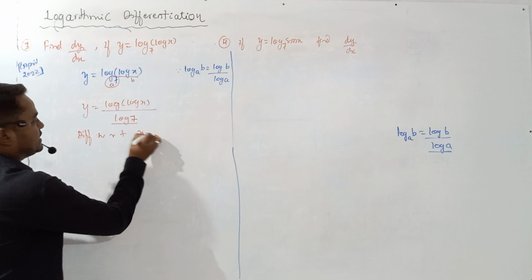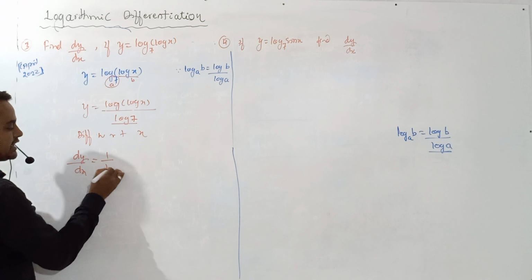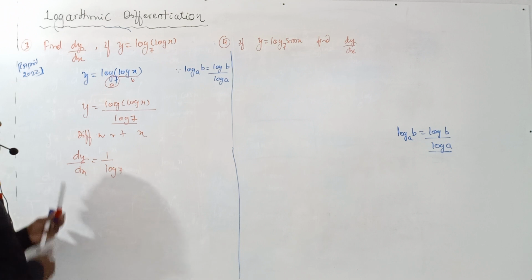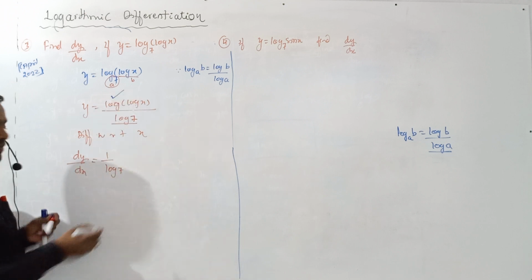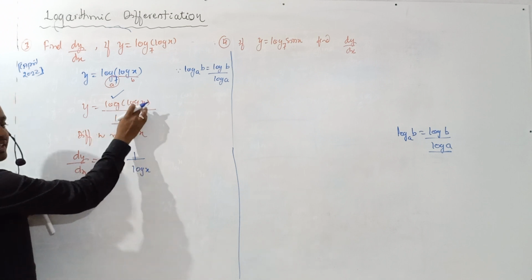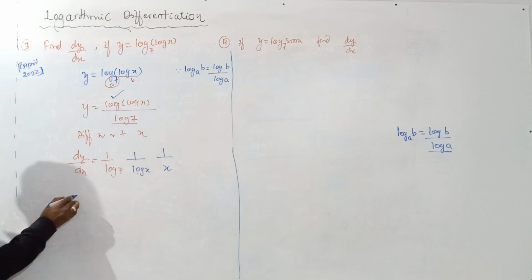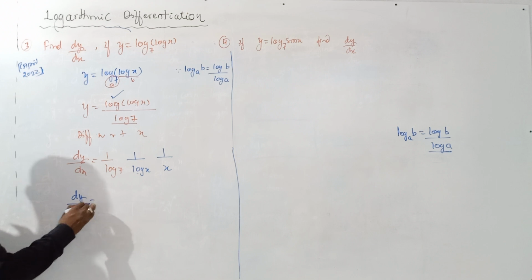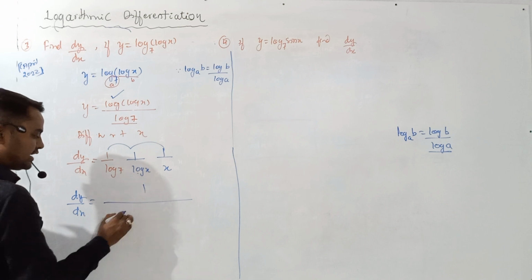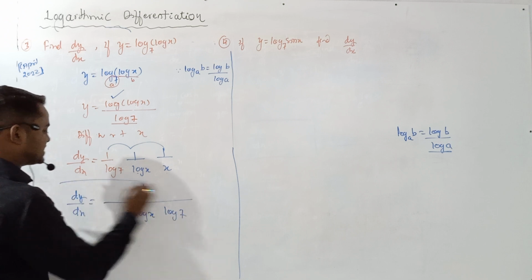Differentiate with respect to x. dy by dx: this 1 by log 7 stays as it is, because it is a constant. Now the derivative of log x is 1 by x. Here x means log x, so the derivative of log x is 1 by x. Now dy by dx is equal to 1 divided by x log x into log 7. This is the final answer.